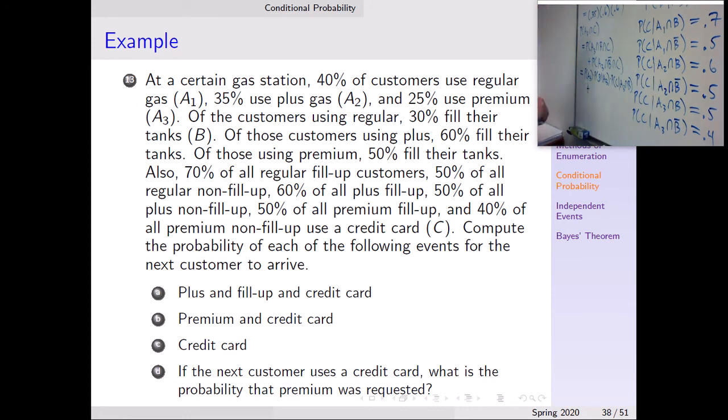Plus probability of A3. Now I'm doing this guy right here. Probability of A3 times the probability of B bar given A3 times the probability of C given A3 and B bar.